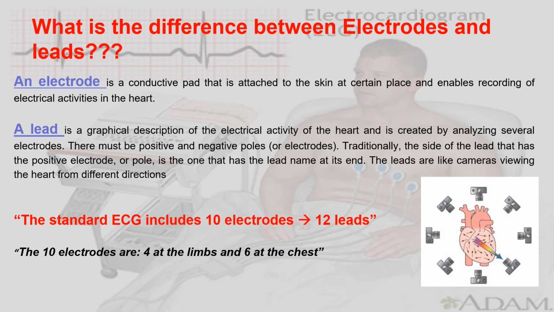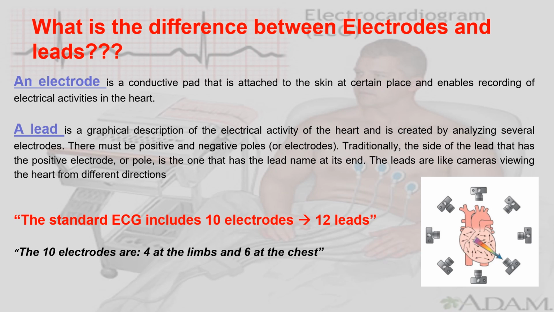So, after we finish the physiology, let's talk about the practice. First, we always hear about electrodes and leads. So, what is the difference between electrodes and leads? An electrode is the conductive pad which is attached to the skin at certain places to enable recording of the electrical activities in the heart. So the stickers or the things which we put on the patient, these are called electrodes.